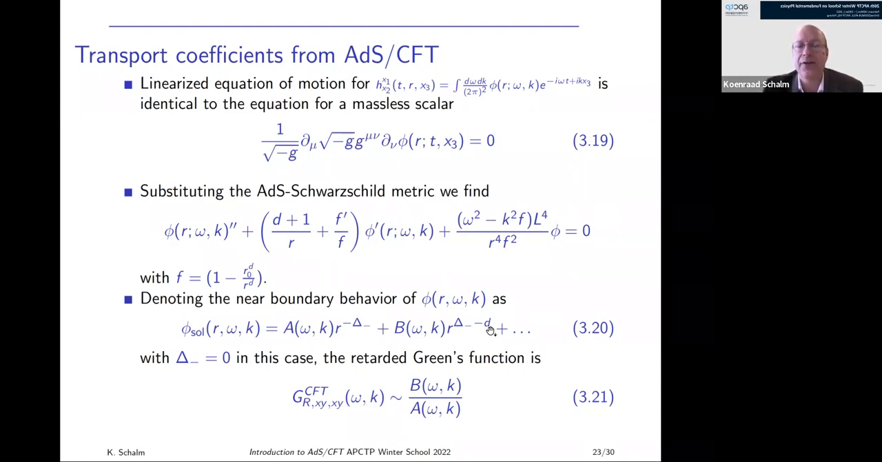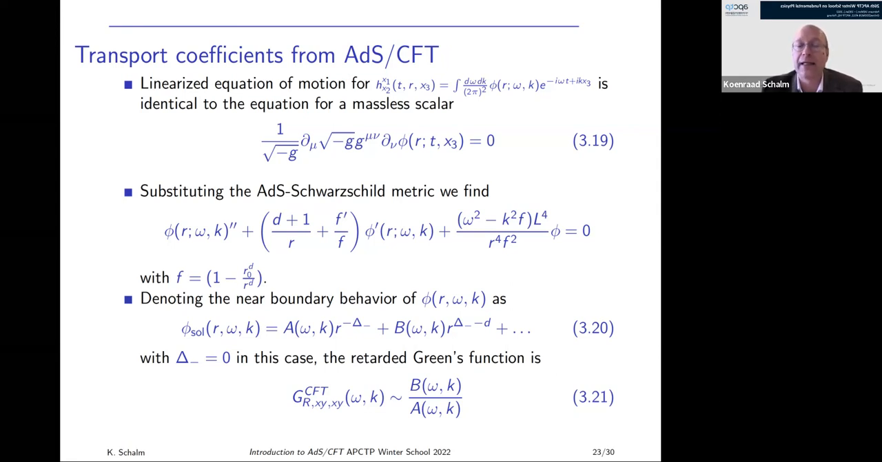And I'm going to carry this delta minus around to emphasize the analogy with the previous case. But remember, for this very special case of a massless scalar, delta minus, which is equal to d over 2 minus the square root of d squared over 4 plus m squared, but m squared is 0. So the square root of d squared over 4 is d over 2, and d over 2 minus d over 2 is 0. This is a very special case where delta minus is 0. Okay. So there's also in this particular case no counter term to worry about.